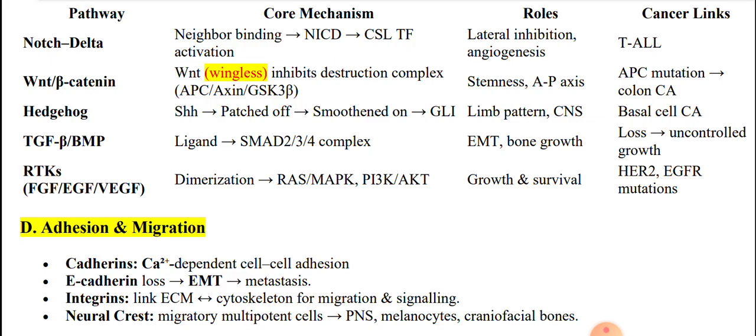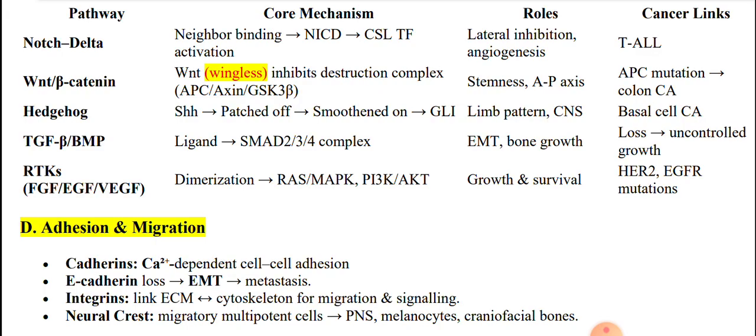That's a great analogy. They anchor the cell, but they also act as sensors. They transmit signals both ways: from the outside ECM in, to tell the cell about its environment. Is it stiff? Is it soft? What proteins are present? And from the inside out, to control adhesion and migration. They're crucial for cell movement and survival signaling.